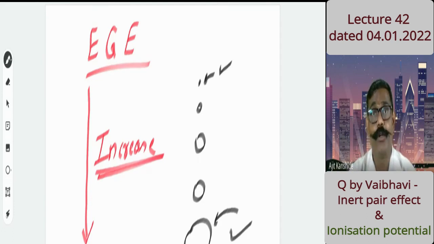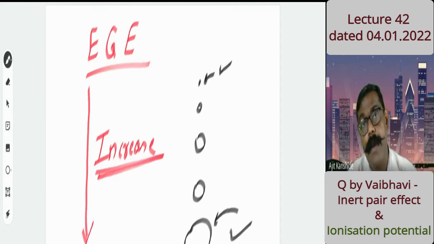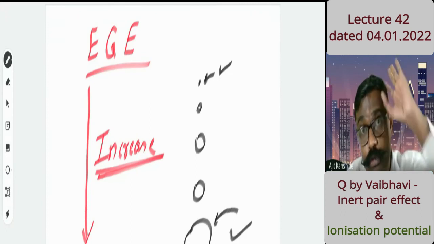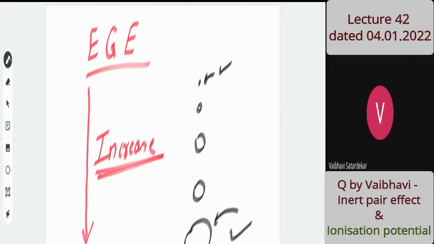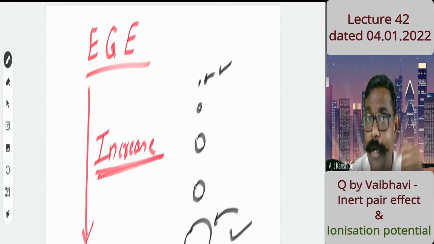I want strong attraction. A new electron comes: 100 students are there and the 101st student comes, versus only 2 or 3 students there and one more student comes. So where will there be more attraction? Will the fourth student experience more attraction or the 101st student? The 4 students can face more attraction. Are you getting this logic, students?